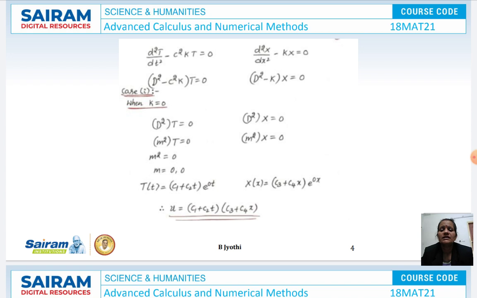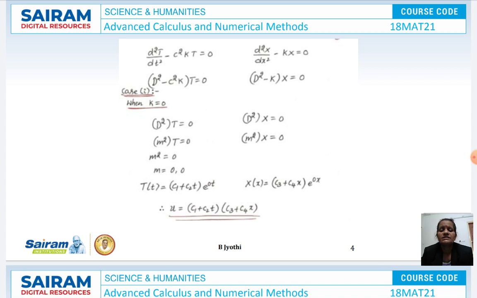When k is equal to 0, let us take it as the first case. Then we get D² of T equal to 0 and D² of X is equal to 0. Replacing D with small m, we get the auxiliary equations m² T equal to 0 and m² X is equal to 0, which gives us m² is equal to 0, which implies m is 0, 0. That is a repeated real root.